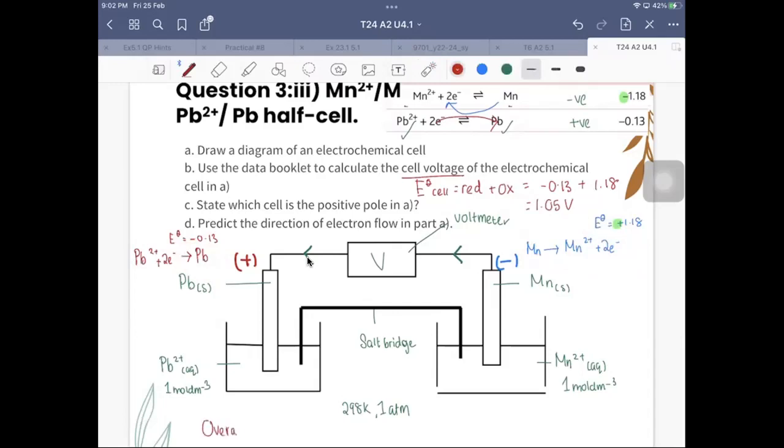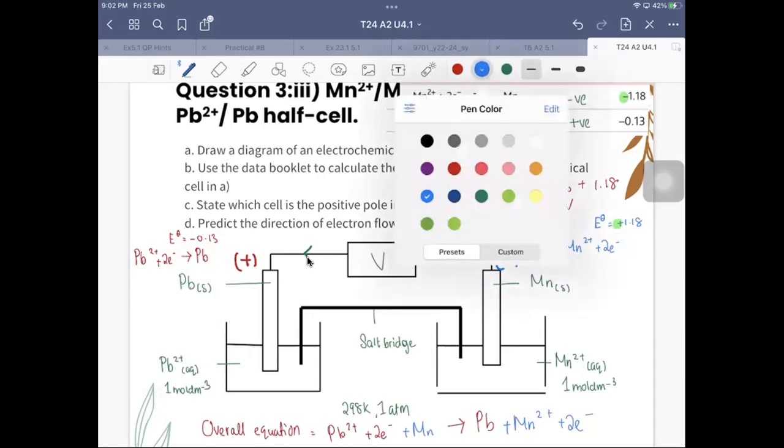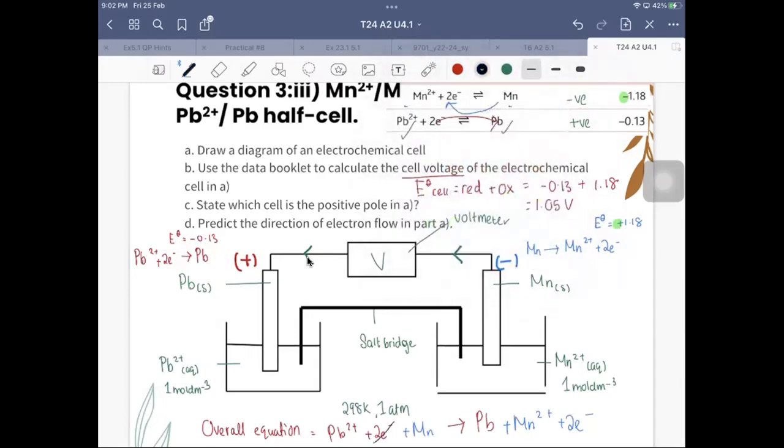Overall equation, Pb2+ plus 2 electrons plus Mn to form Pb plus Mn2+ plus 2 electrons. When you add half equations together, you just put everything on the same side. If it's a reactant, put it on the reactant side. If it's a product, you put it on the product side. So you can see that the two electrons are balanced on each side. We can cancel that out.